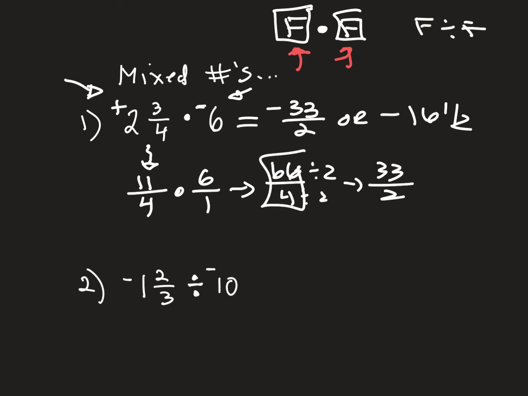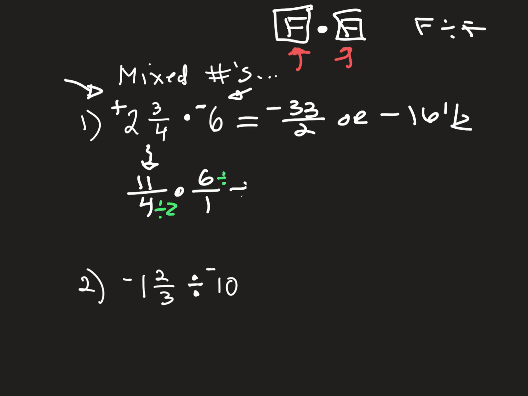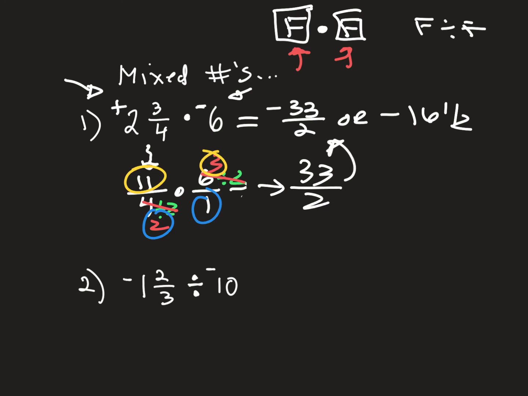So that's the reason why it's smart to know how to cross cancel, which again is really just reducing before you multiply straight across. And I notice these are both divisible by 2. So 4 divided by 2, 6 divided by 2, and then multiply the numerators and multiply the denominators. And that gives us 33/2. See, much faster. Now let's look at the division problem.